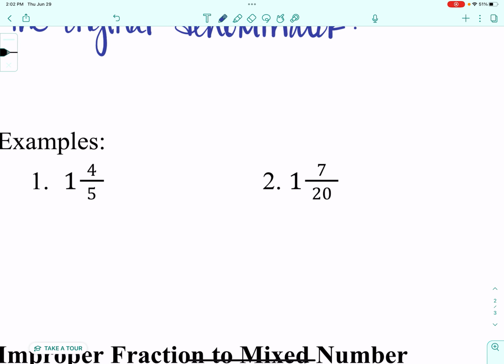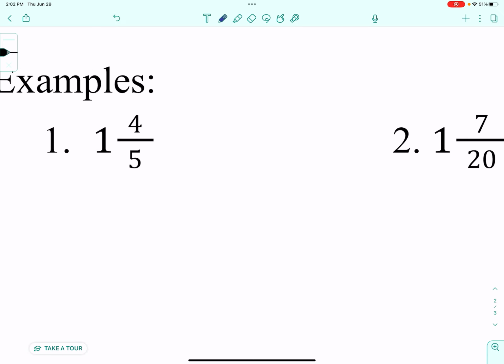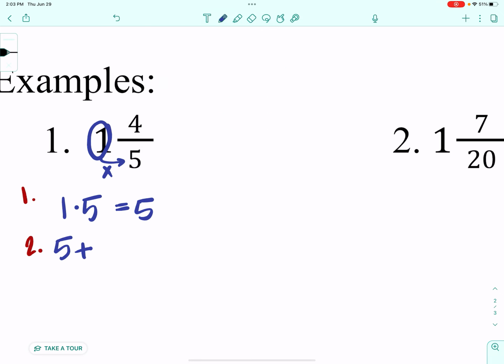So we'll take a look at example 1. Step 1 said multiply the integer times the denominator. So I need 1 times 5. So this was step 1. Step 2 said to take that answer and add the numerator.